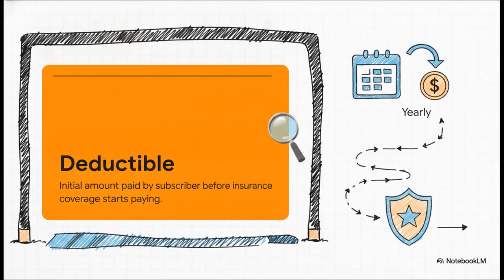The biggest hurdle here is your deductible. This is the initial out-of-pocket amount you absolutely must clear before your insurance steps in to help. Now, this could be a yearly deductible that resets every single January, or it could be a lifetime deductible. If it's lifetime, you pay out-of-pocket up to a certain massive limit, let's say $5,000, and then for the rest of your life on that specific plan, the insurance has you covered.